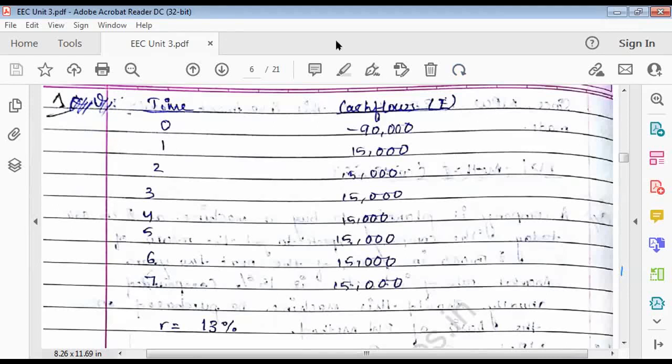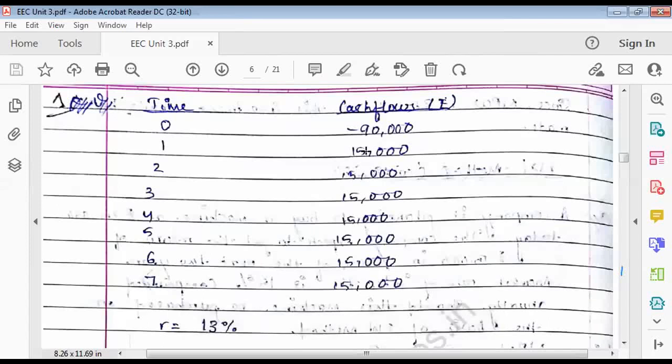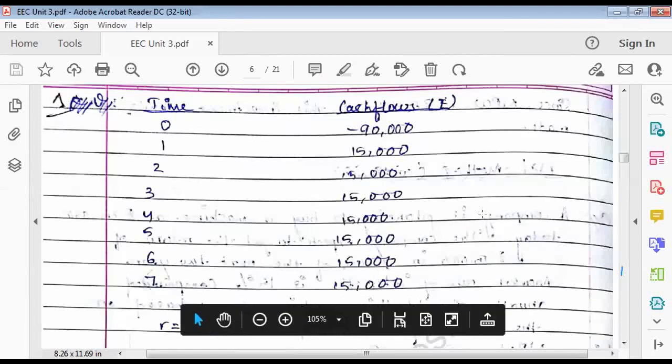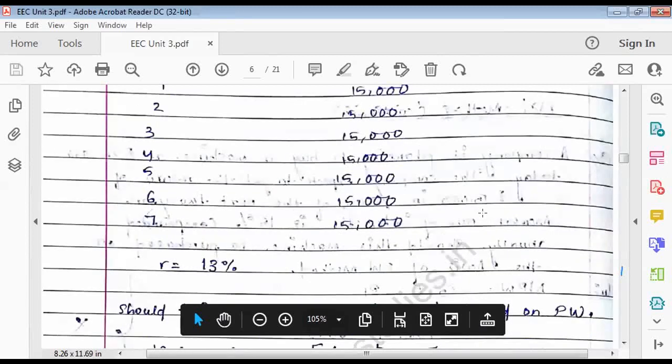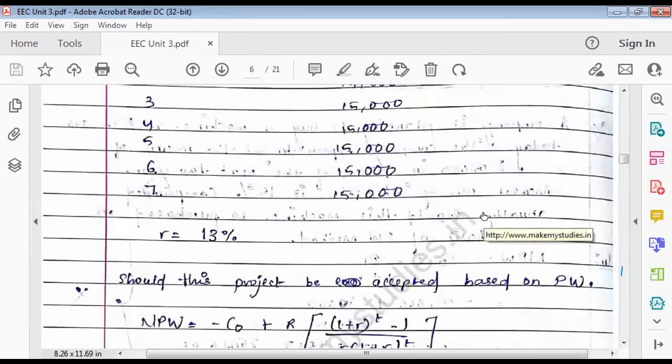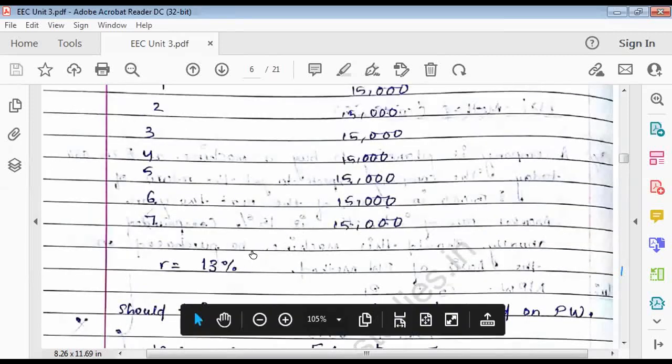So time starts with 0, 1, 2, 3, 4, 5, 6, 7. Cash flow starts with a negative value, that is minus 90,000. Then 15,000, that way till 7 years. Correct? Just below the table, it is given R is equal to 13%. And at the end, you have been asked a question: should this project be accepted based on PW? PW means present worth.